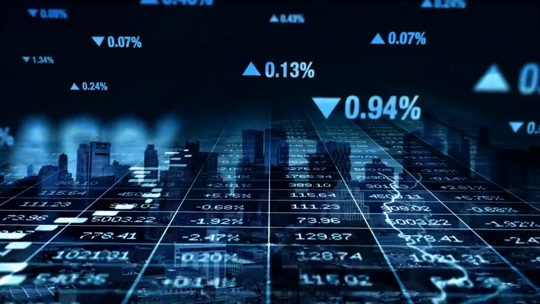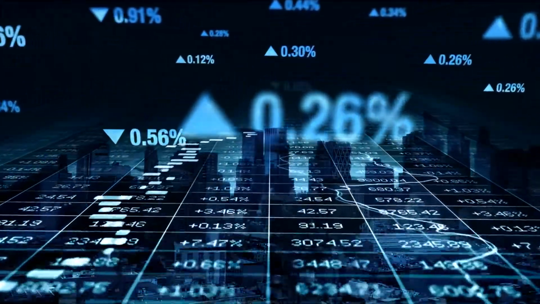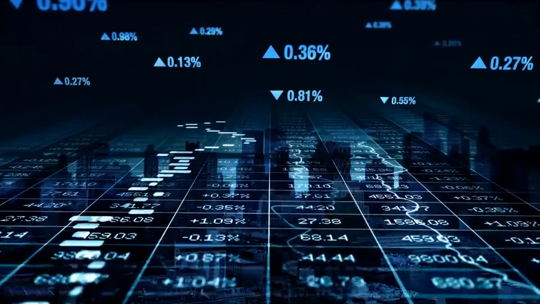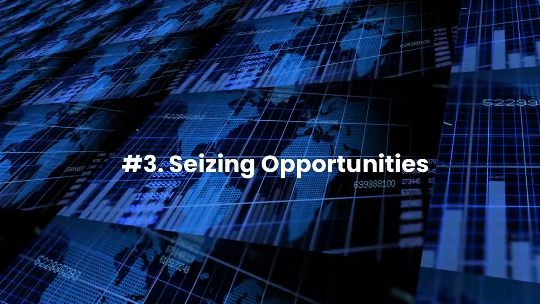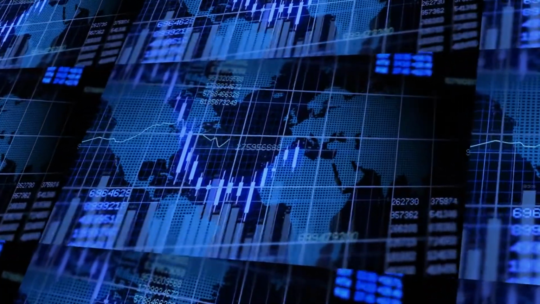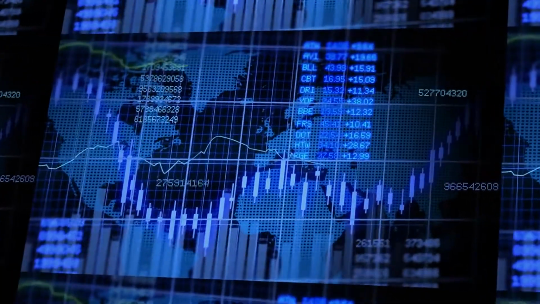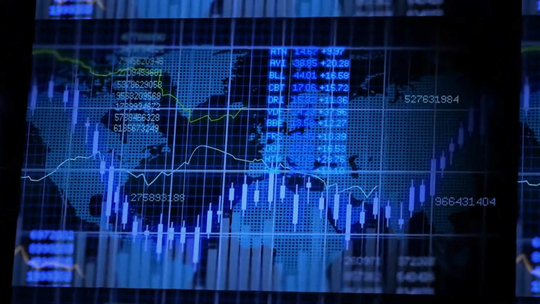Number 2. Building a solid foundation. Learn the essential prerequisites for embarking on your investing journey, including setting up your financial goals and aligning them with your investment strategy. Number 3. Seizing opportunities. Understand how to identify and capitalize on market opportunities, especially during downturns, to enhance your investment portfolio.